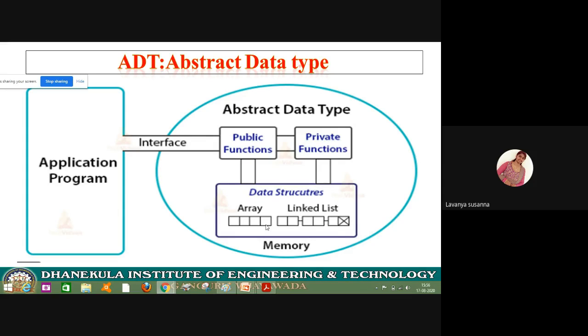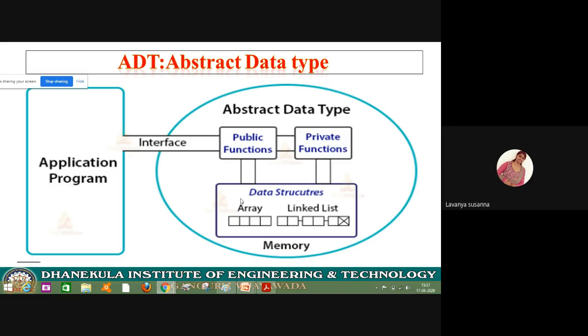You are using data structures like array, stacks, queues, linked list, trees, and graphs. According to the application, you will use whichever data structure is suitable. So ADT means data, where data is stored in memory. In memory, in which format is it stored? In some particular format in data structures like array, linked list, and so on.